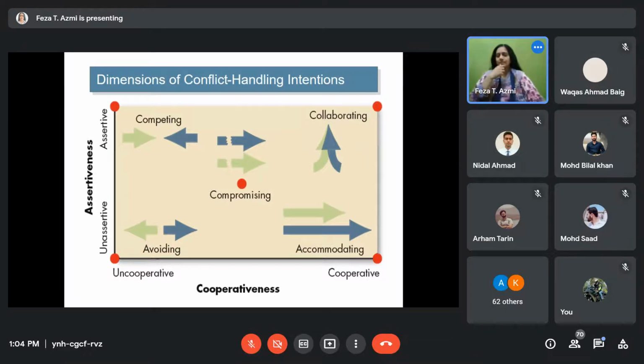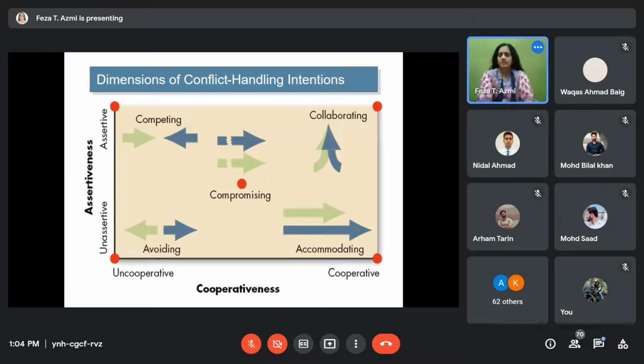Accommodating, quickly, then we wind up. Accommodating, is that a good strategy? What is happening in accommodating? In accommodating, you are high on cooperativeness and you are low on assertiveness. You are not asserting yourself. You are just listening to what the other person has to say. You are just accommodating the other person's point of view. Is this okay?